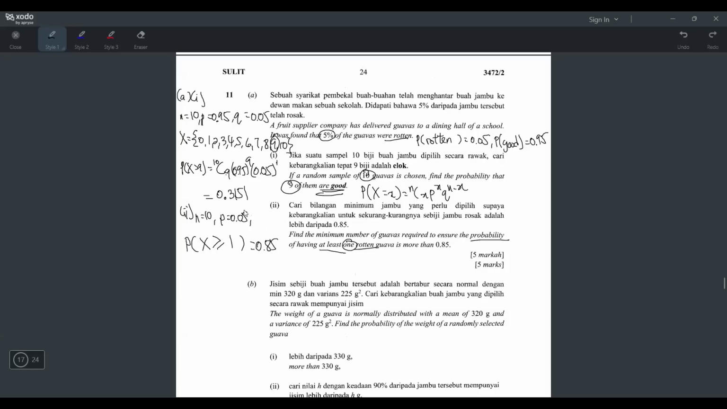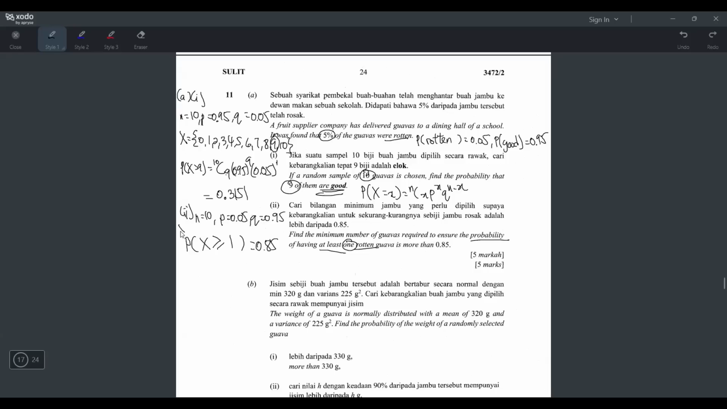the rotten is success already. I told you already, right? If you want to know which is P and which is Q, you have to look at what the question wants to find. Just now the question asked you to find good, that's why the probability of good is the P, the probability of success. But now rotten is success already. So P is 0.05, Q is 0.95. This is the correct way.